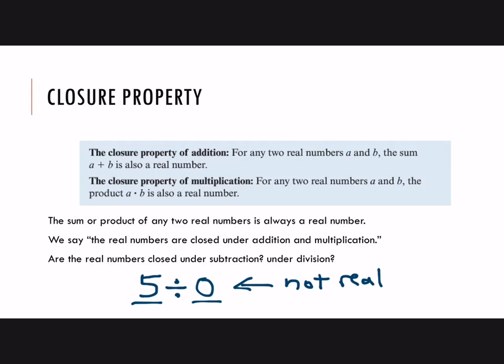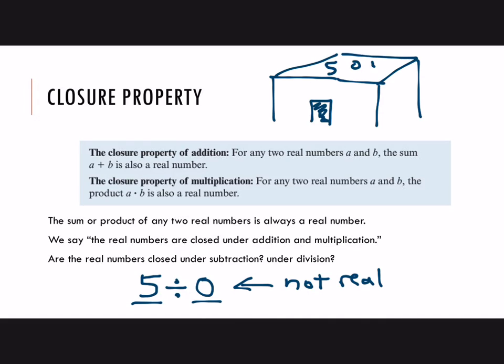You can think of closure as kind of like a room with a closed door. Here's the door, and we have all of these real numbers inside, 5, 0, 1/2, etc. And if you can combine all of these numbers, 5 and 0, 0 and 1/2, and if the answer does not leave the room, then your set is closed. It's like this door is closed and it can't get out. But if you can get an answer that's outside the room of real numbers, like 5 divided by 0, then the set is not closed.